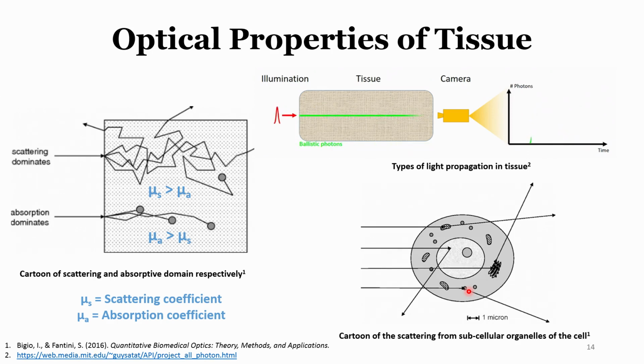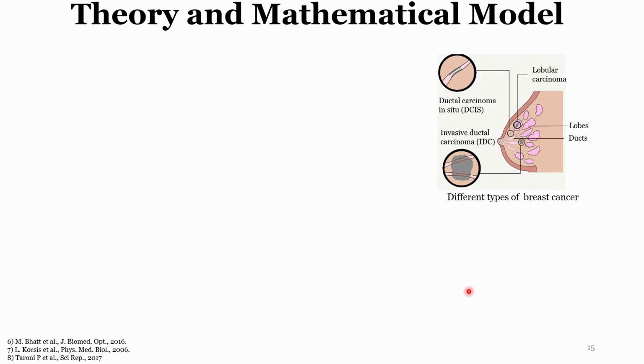This being just a cartoon, eventually there are a large number of cells which are present and this occurs in a lot of instances. So, let us go forward and come up with how the theory and mathematical modeling happens for the light tissue interaction.